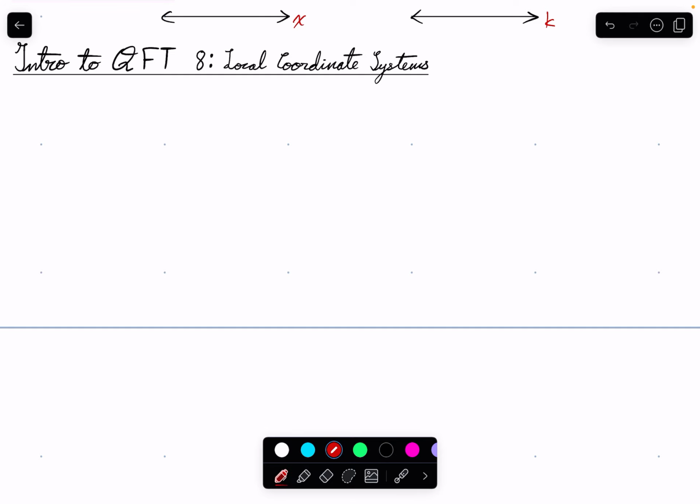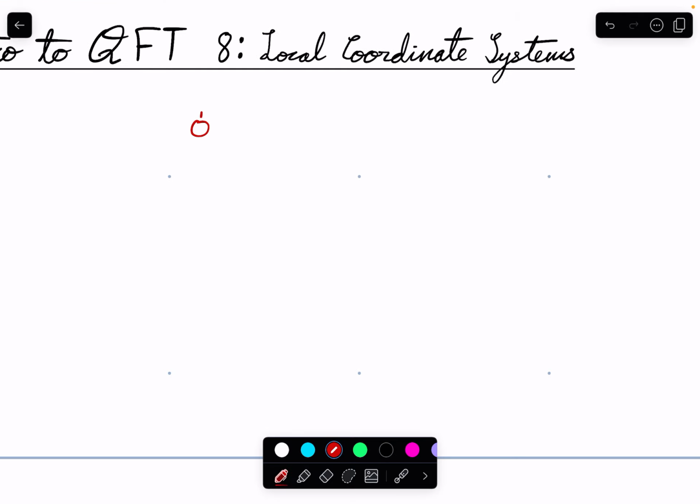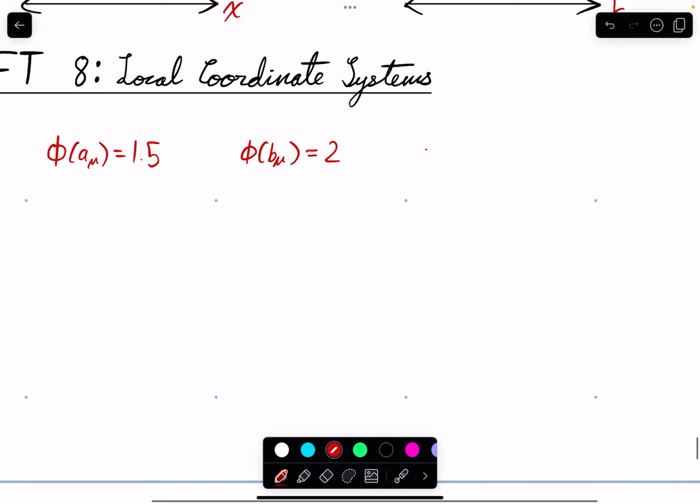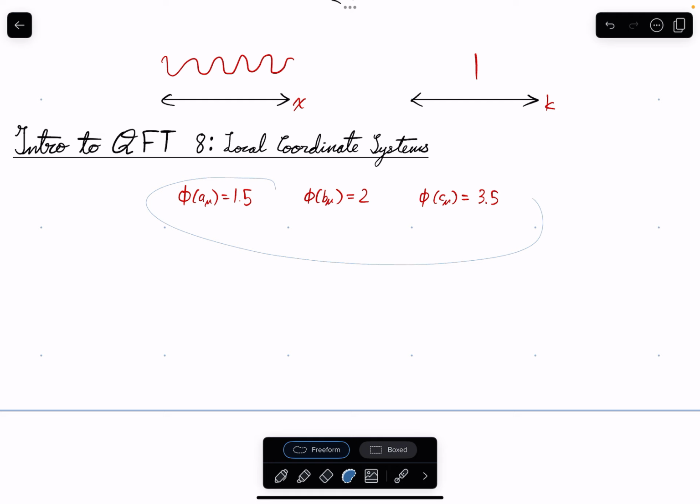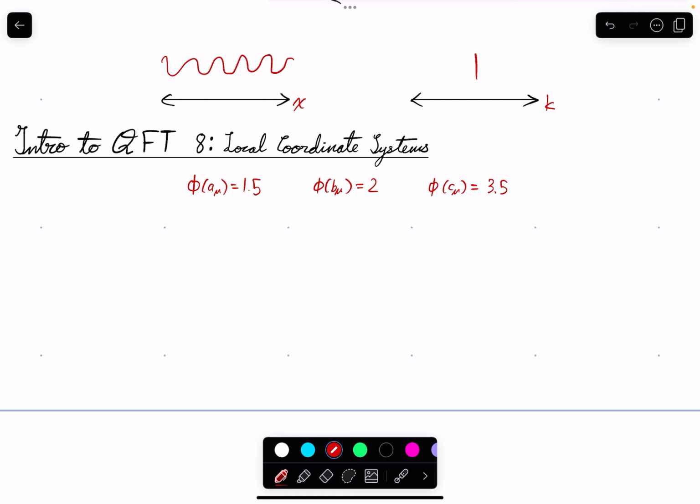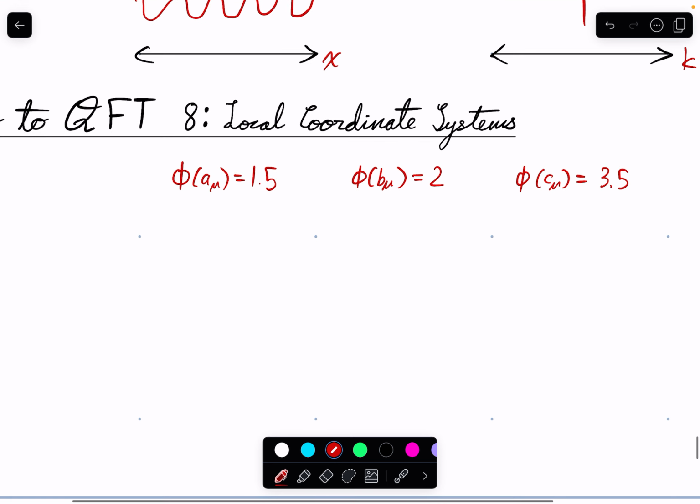For example, we can define a field such that for some vector a sub mu, the field is equal to 1.5. And then for some other vector, b mu, it's equal to 2, and for some other vector, maybe c mu, this is equal to 3.5. So we can say that this is a constant coordinate system. So at each point A, B, and C where the field is evaluated, there is a constant coordinate system.